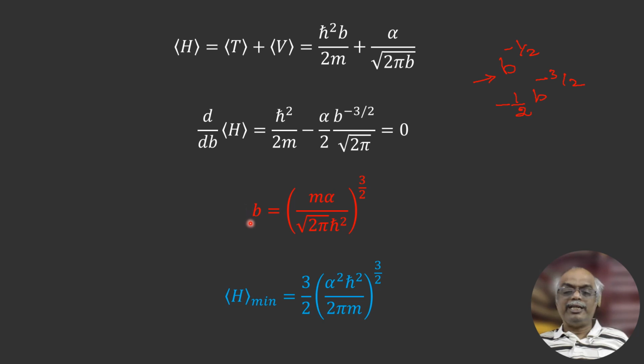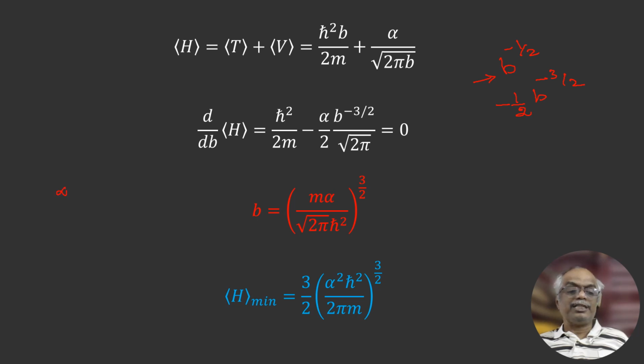So from this you can find p, which is equal to m alpha divided by square root of 2 pi h cross squared power 3 by 2. Then you substitute this in this expression. You replace p by this term and square root of p by this term. Then finally, after simplification, you will get 3 by 2 into alpha squared h cross squared divided by 2 pi m whole power 3 by 2. This is the minimum value when the potential energy is linear.